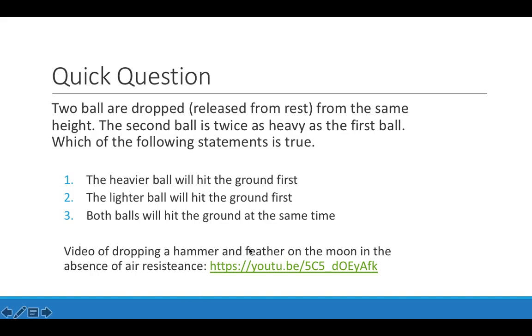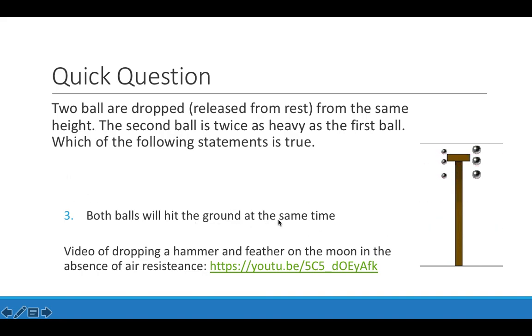So if you've never seen this, there's a video that you can watch on YouTube which shows, I think it's Neil Armstrong on the moon with a hammer and a feather dropping both at the same time. And it turns out that in the absence of air resistance, both balls will hit the ground at the same time. And so here is an example. It's a little GIF file that sort of animates what we're talking about here. So intuition sometimes tells us that the heavier ball should hit the ground first, but it really doesn't matter. They should both hit at the same time.